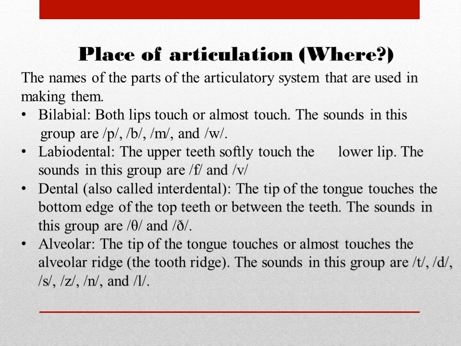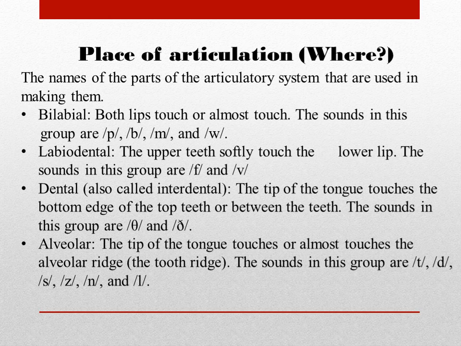Now, let's go into detail. Place of articulation, that is where: the names of the parts of the articulatory system that are used in making them. So when we talk about place of articulation, we know that the active and passive articulators are involved in producing any sound.